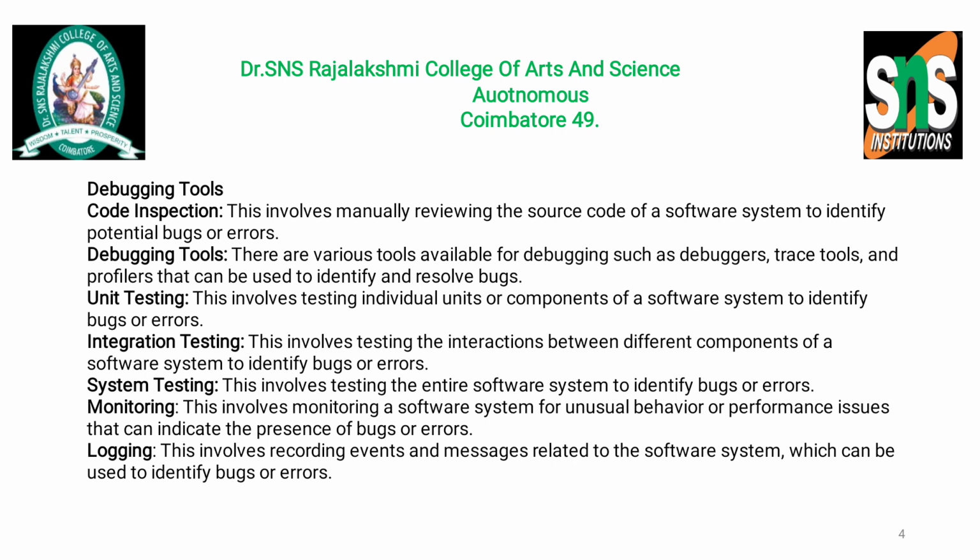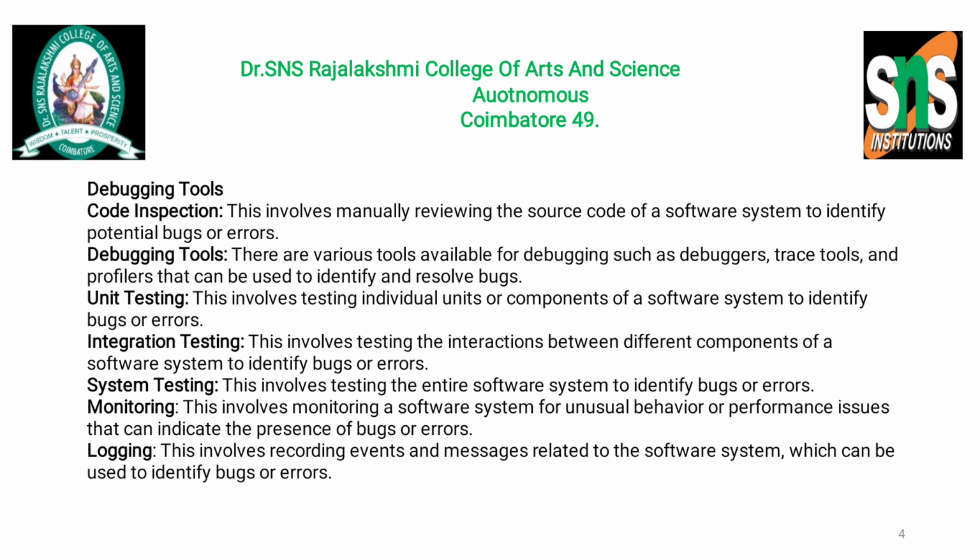We have a number of tools in order to perform debugging. The first one is code inspection. This involves manually reviewing the source code of the software system to identify potential bugs or errors. The developers know the source code well, so they will help to complete the code inspection process. Debugging tools. These are various tools that are available for debugging, such as debuggers, trace tools, and profilers that can be used to identify and resolve the bugs. Various tools can be applied in order to identify the bugs and correct the bugs.